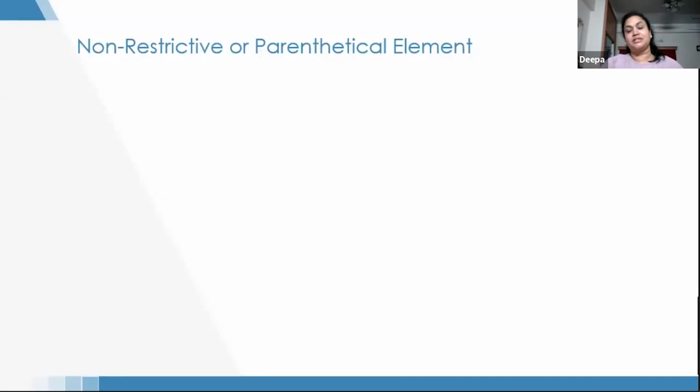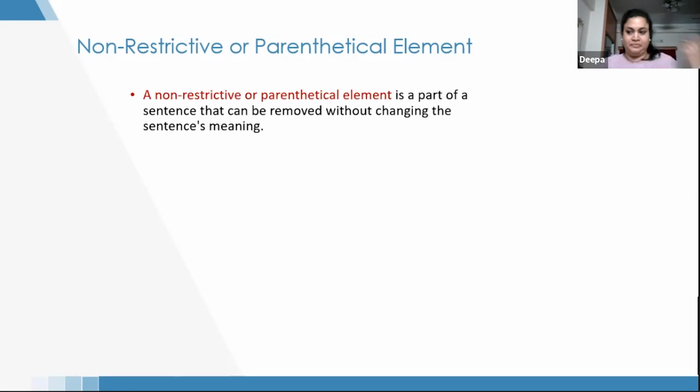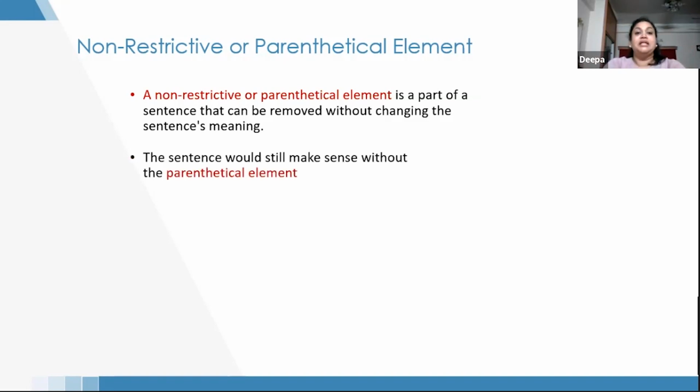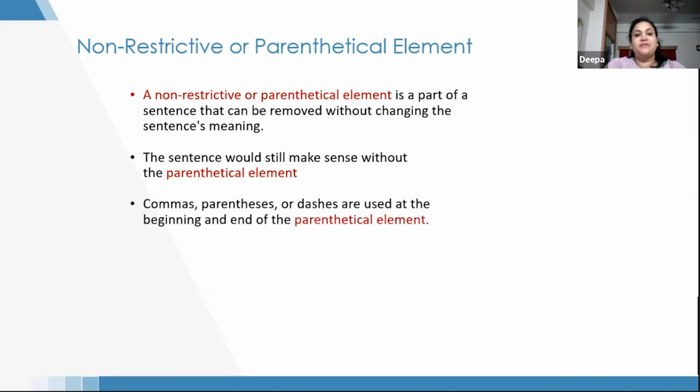So what are non-restrictive or parenthetical elements? To be precise, they are basically parts of sentences that can be removed without changing the sentence meaning. So they should be kept in such a manner that even if they are removed, the sentence should not completely change. So let's see how we are going to do it. The sentence would still make sense without the parenthetical element. How? Commas, parentheses, or dashes are used at the beginning and end of the parenthetical element.